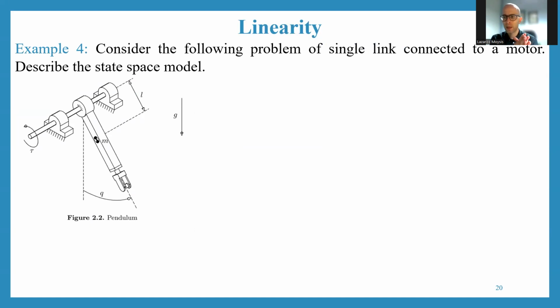So this is a classic example. Some people call it an inverted pendulum. Practically, it is a single link. It has a DC motor and it has a rotational motion. Either you call it a rotational link or simply a pendulum, it doesn't matter.